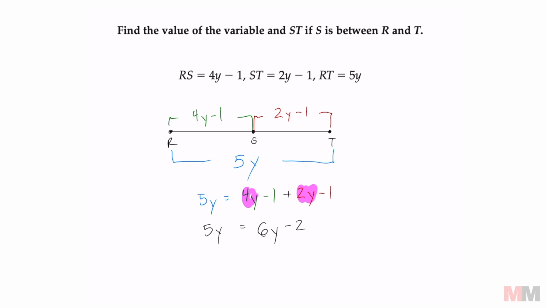And we solve for y. Might as well throw the y's on the left side. Minus 5y. Wait, subtracting 5y from both sides gives y minus 2 equals 0.